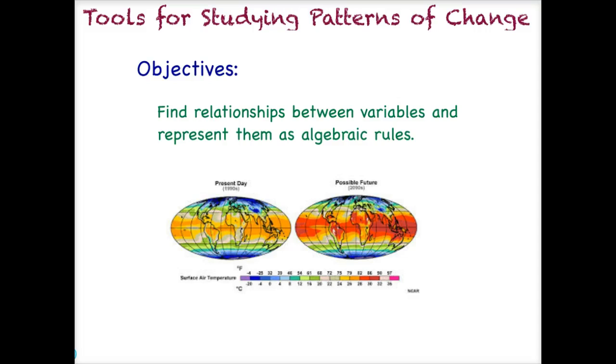Welcome to Tools for Studying Patterns of Change. Our objectives in this lesson are to find relationships between variables and represent them as algebraic rules.